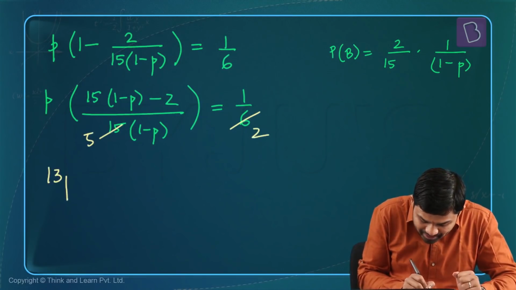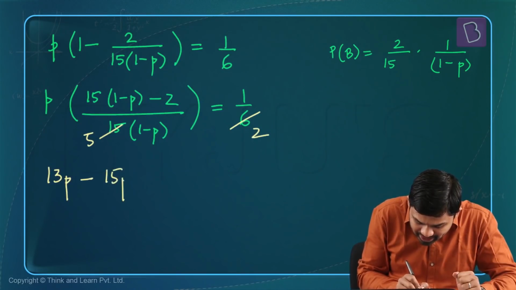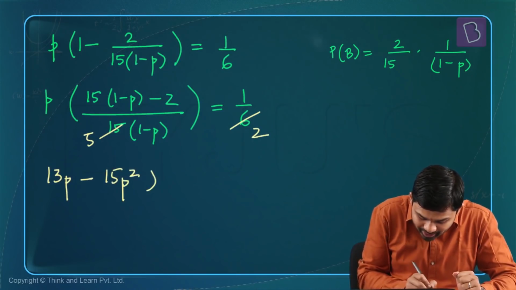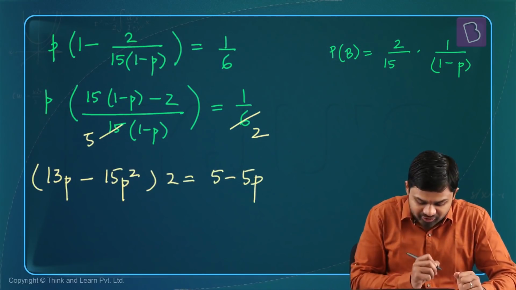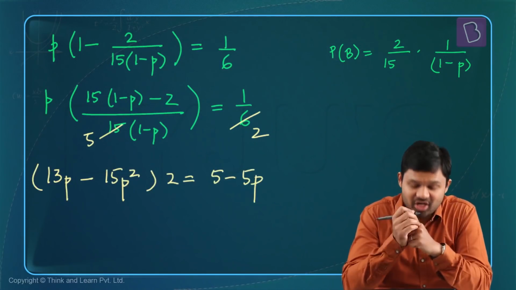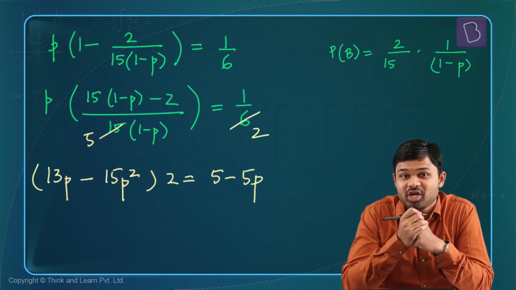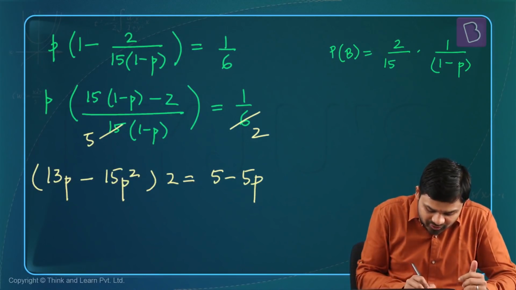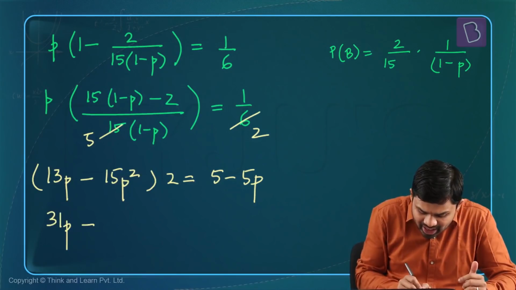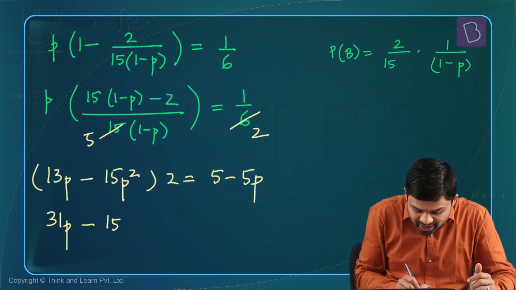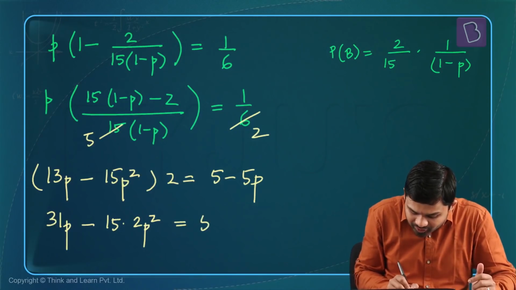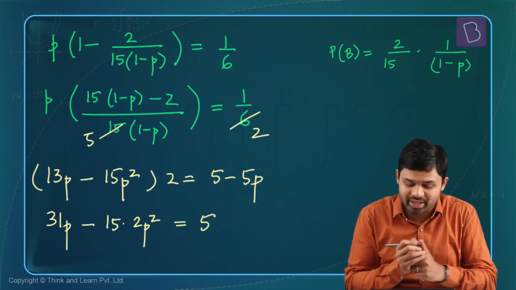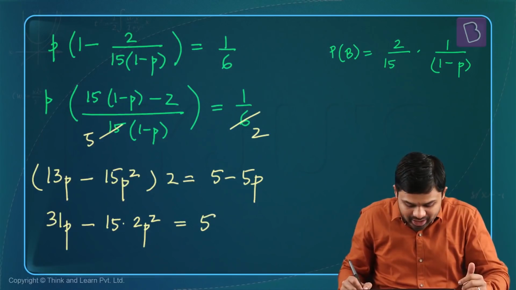So you have 13p minus 15p square all multiplied by 2 to be equal to 5 minus 5p. So you have 26p on the left hand side, a negative 5p on the right hand side. So a total of 31p on the left hand side minus you have 15 into 2p square, that will be 30p square to be equal to 5. Let's bring everything on to the right hand side and then let's solve that equation.